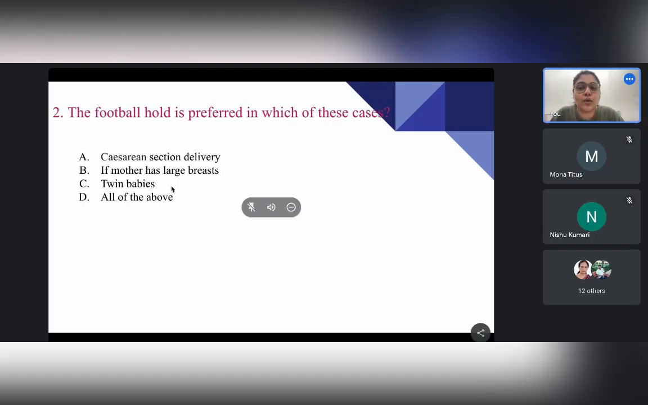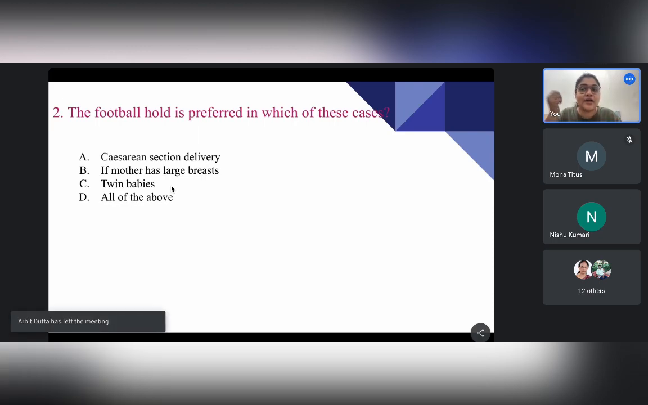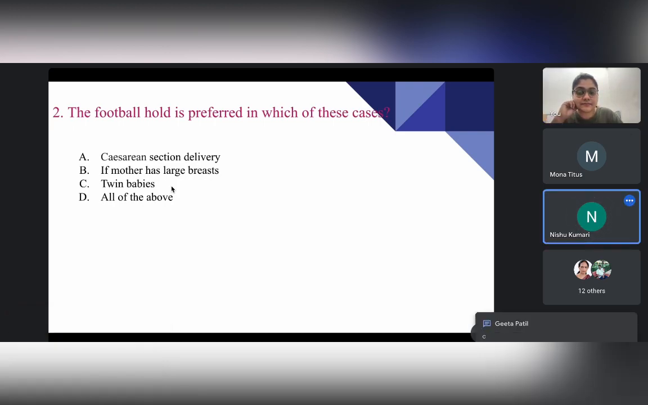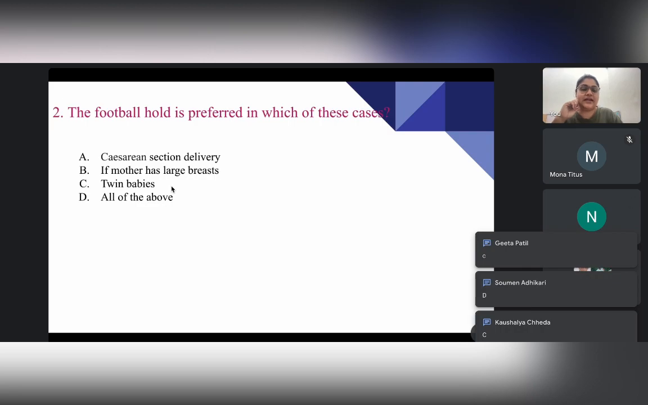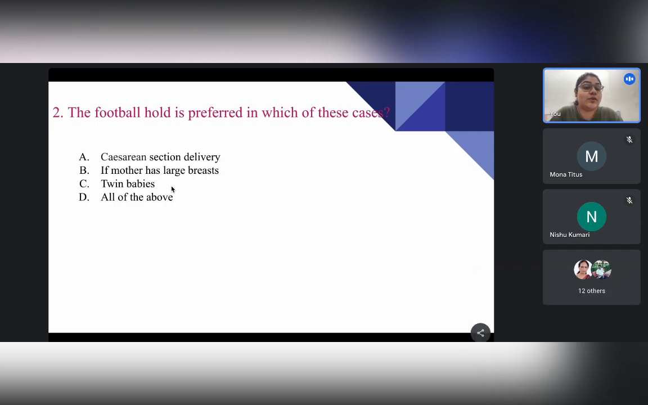The football hold is preferred in which of these cases? As we discussed, there are the cross cradle hold, the football hold, the cradle hold, and the lying down hold. These are all different techniques of breastfeeding, right? So what would be the answer for this? Twin babies. Option D, all of the above. I am getting a lot of mixed answers, so let us discuss. The football hold is preferred in which of these cases?